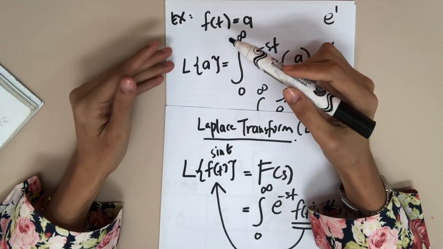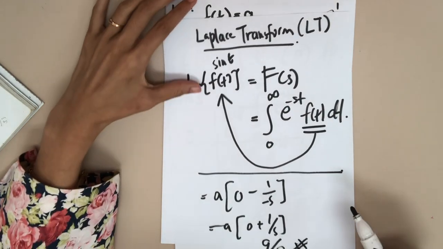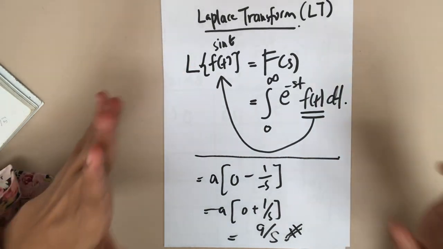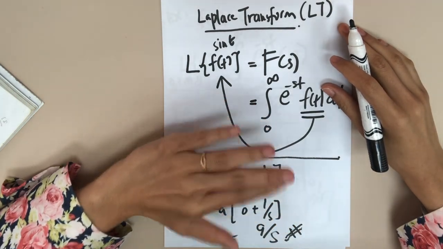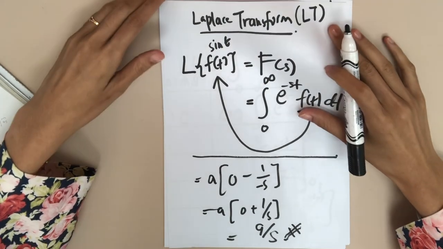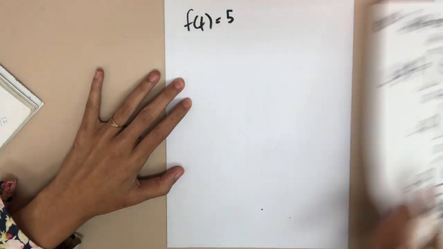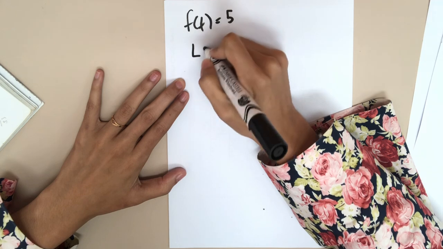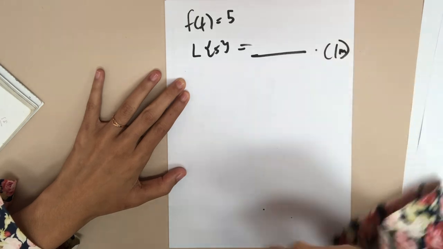Okay, so what is the Laplace transform for f(t) equal to A? The Laplace transform for f(t) equal to A is A over S. Now let's say this question is worth 10 marks. It's logical, 10 marks. But if I give you another example, let's say f(t) is equal to 5, because A can be any number, right? So let's say I choose 5. Find out the Laplace transform for 5. What's the answer? And the marks is only 1 mark.